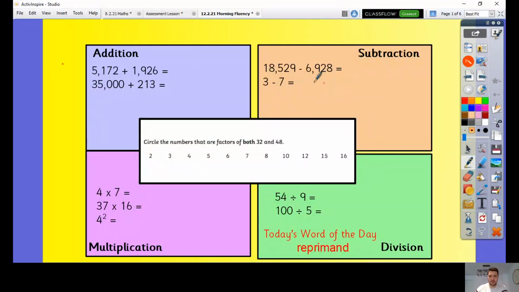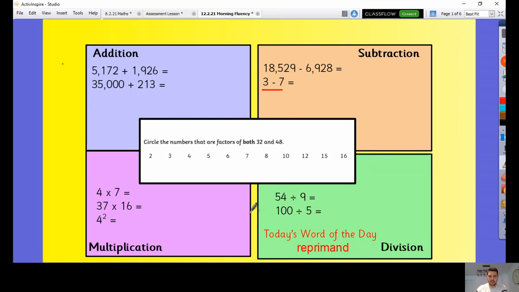Let's have a look at what we are focusing on today. First of all, morning fluency. Be careful of your negative numbers here, and remember that this little 2 means squared, so you times the number by itself. So it's 4 times, not 2, but itself. 4 times 4.